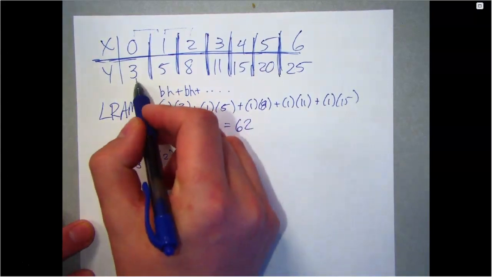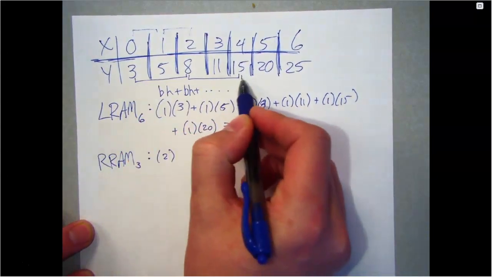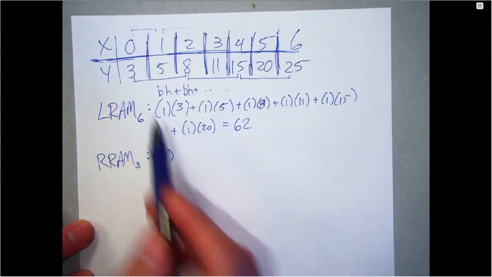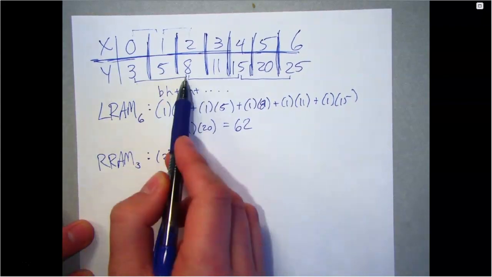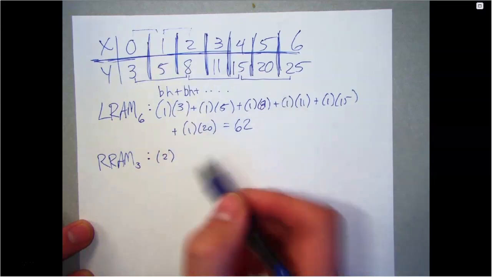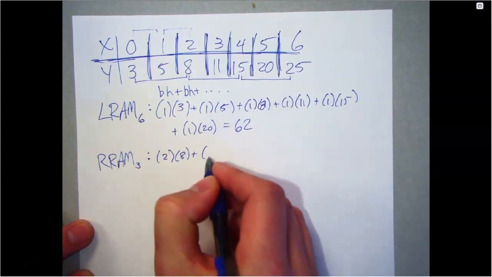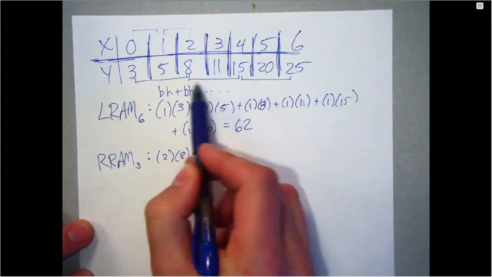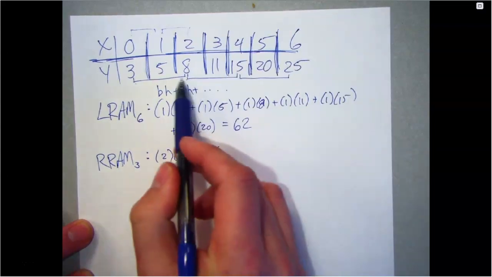My base, so I'm doing these are my rectangles, 2 units wide. So for my first rectangle, what's my base? 2, and then what height am I going to use? I'm going to use 8 because that's on the right hand side. And then I'm going from 2 to 4. So the base is 2.